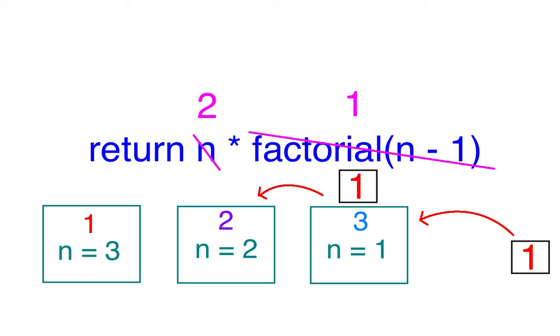So n in this frame was equal to 2, so 2 multiplied by 1 is equal to 2. Now the function is returning this result to the last frame in the stack, so the first in order of time, and n in this frame was equal to 3, so it's going to multiply 3 by 2, and it's going to return our final result, which is 6.